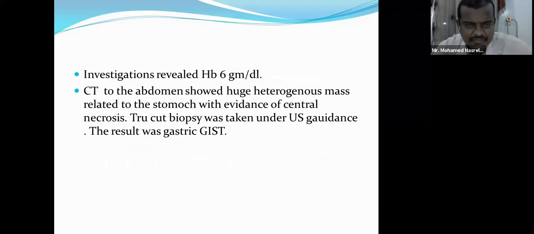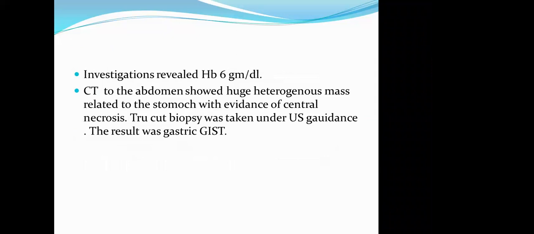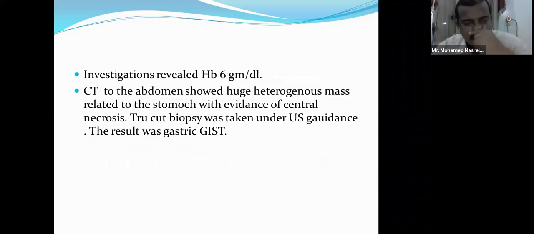Investigations revealed very low hemoglobin. CT abdomen showed a huge heterogeneous mass related to the stomach with evidence of central necrosis. This man was admitted with us for more than 7 days and received blood, and we did a CT scan and a true-cut needle biopsy, ultrasound guided. The result was gastric GIST.